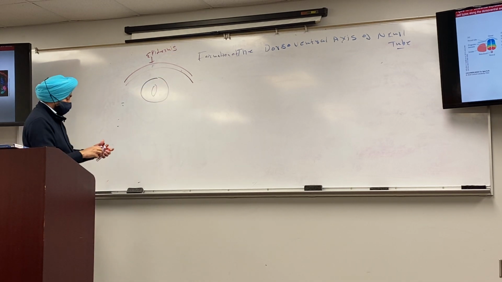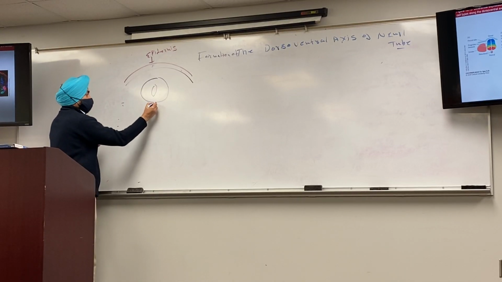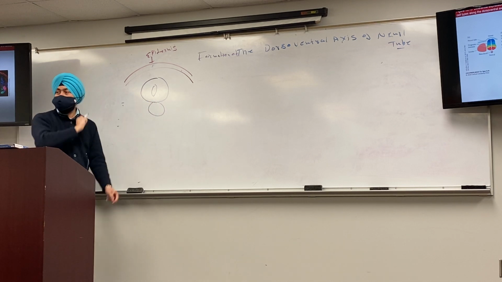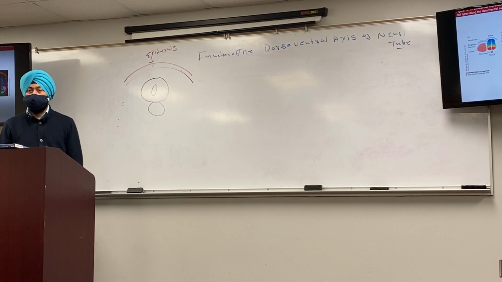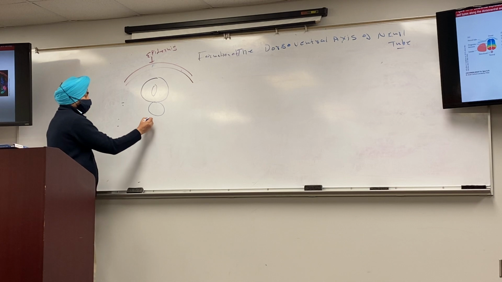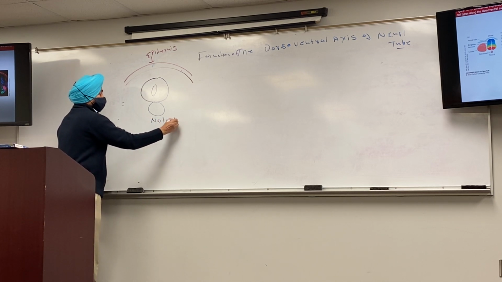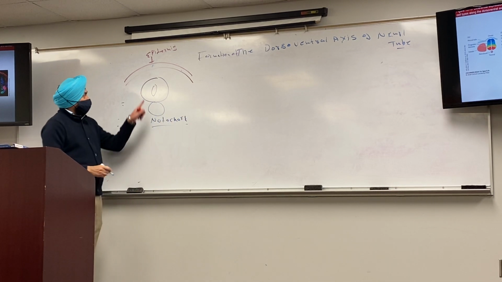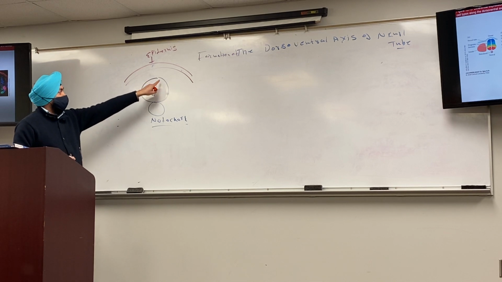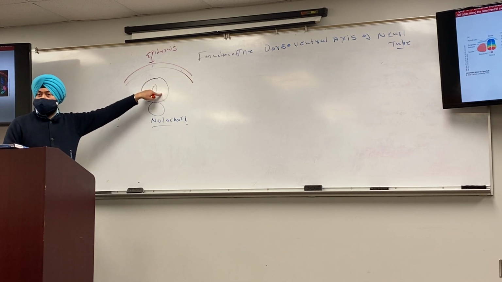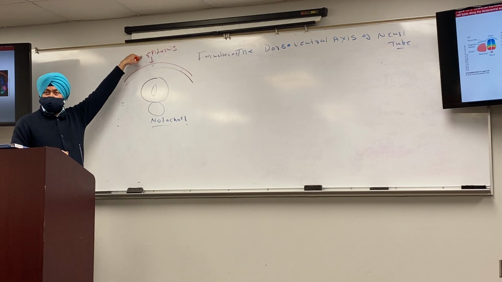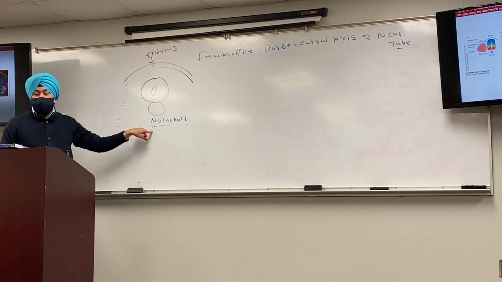And then, what is this? Notochord. So the two signaling centers which are going to tell which kind of neurons are going to form here, those are epidermis and notochord.